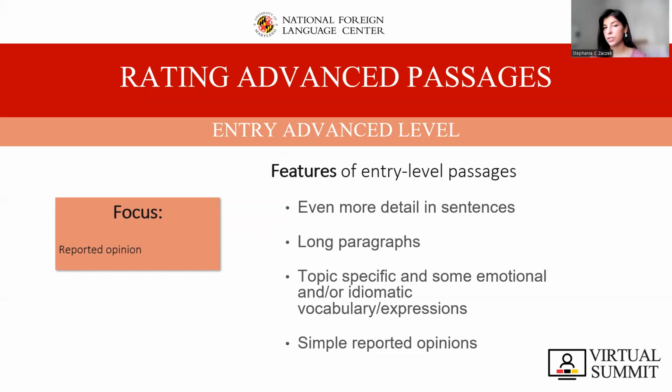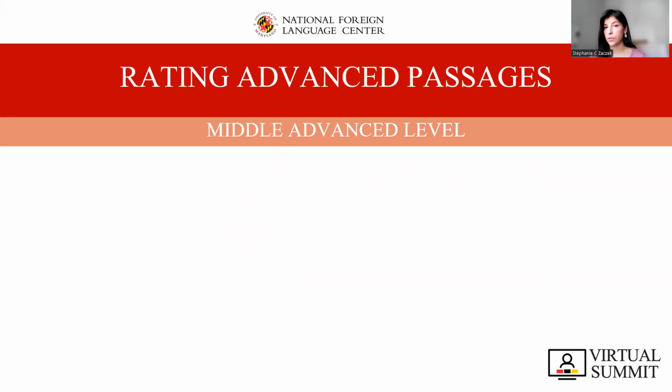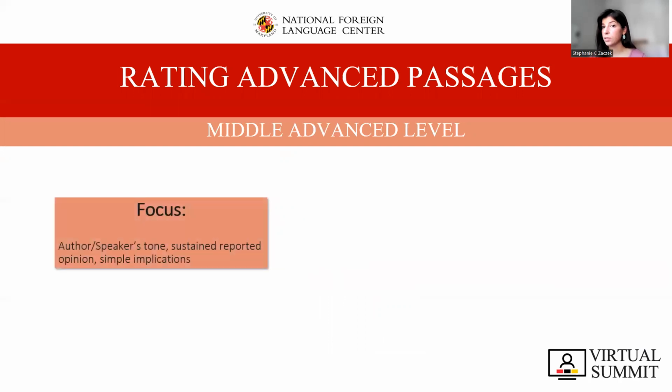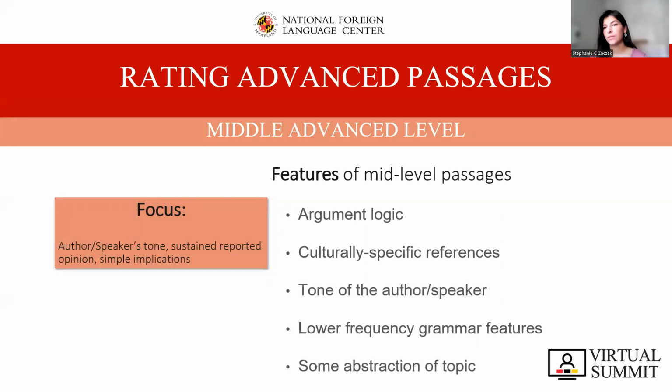At the entry level, the majority of the information should remain factual, with at most only a few instances of reported opinion. As learners progress, they should be able to follow the logic of simple arguments, which may include culturally specific references. The passages at this level typically feature tone of the author or speaker or sustained reported opinion throughout. They may include lower frequency grammar features, and the topic of the passage may focus on an abstract idea or theme rather than something concrete and informative.